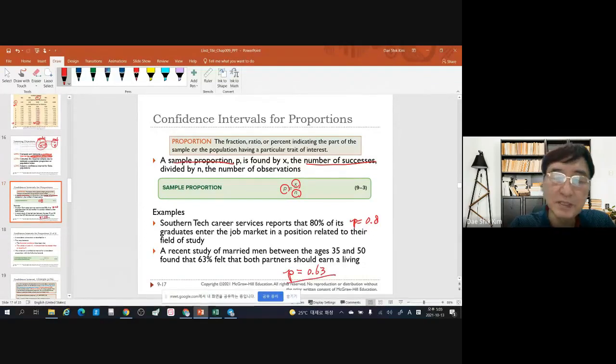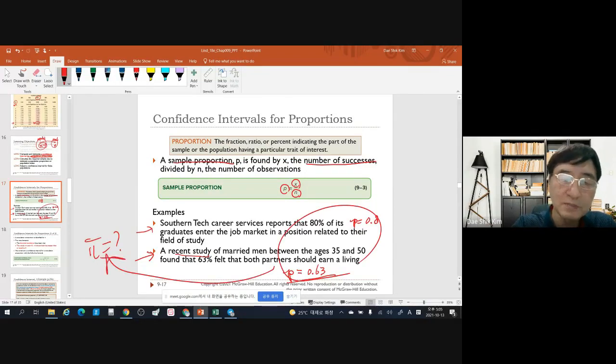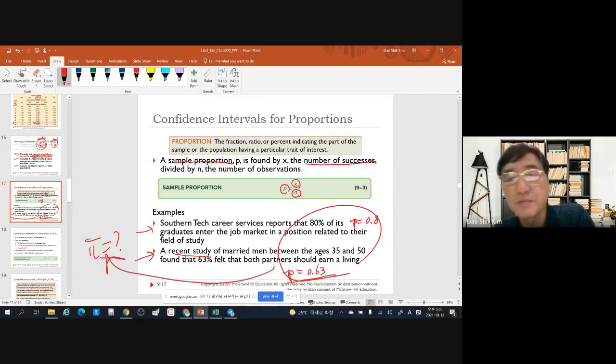But this is only a sample result. The recent study is a sample because it is a sampling result. This is another sample. The population pi, we do not know. Using these numbers, we will try to estimate the population proportion.